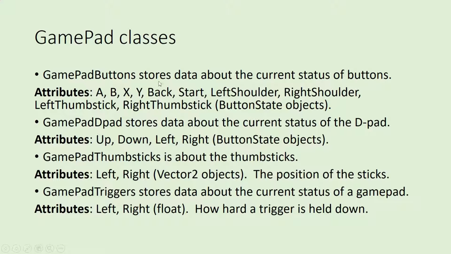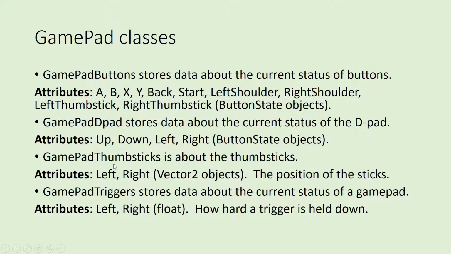The gamepad buttons has attributes like A, B, X, Y, Back, Start, etc. All the buttons you can press on an Xbox gamepad. Each one of those is a button state. You've also got up, down, left and right buttons on the D-pad, which is the other element we saw. Those are also button states.